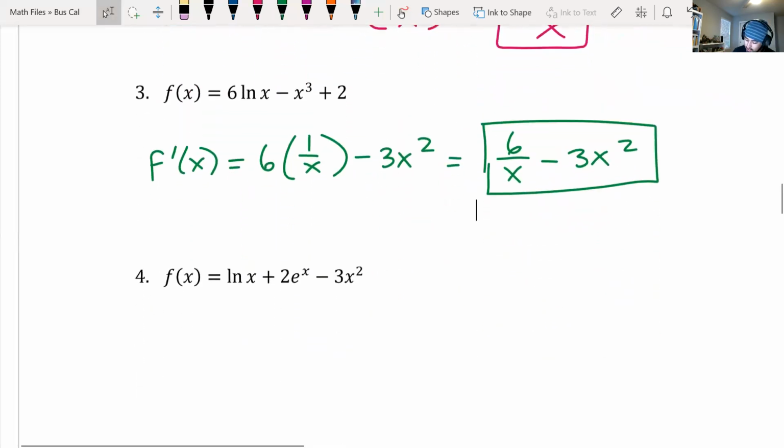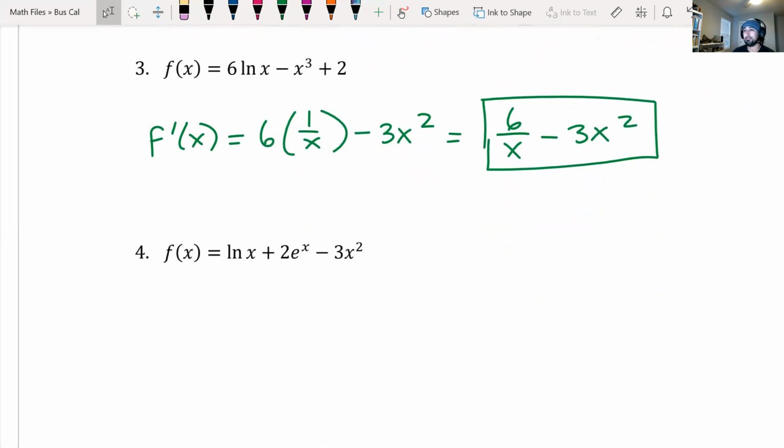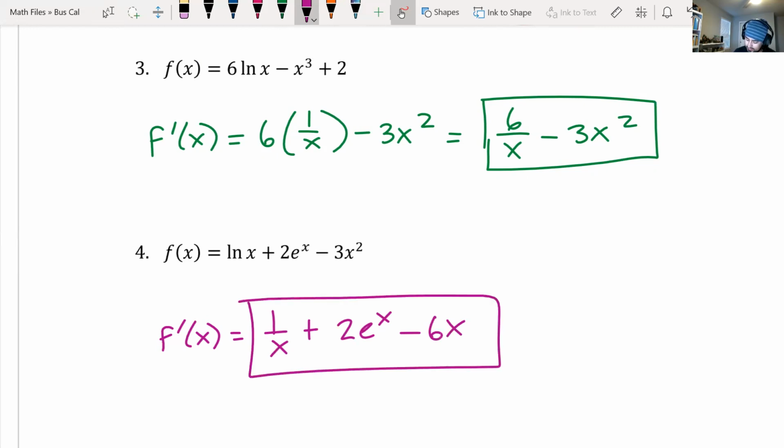All right. Perfect. Number 4. No rewriting to be had again. Marvelous. We're just going to take the derivative straight up. So f prime of x, and what's my derivative? 1 over x plus what? 2 e to the x minus what? 6x. That's it, 6x. Boom.